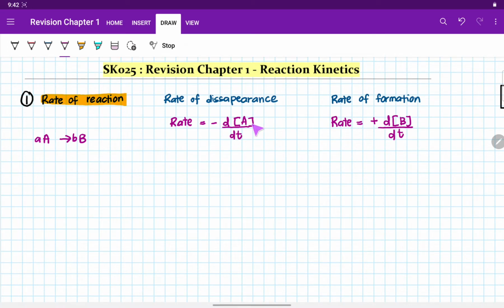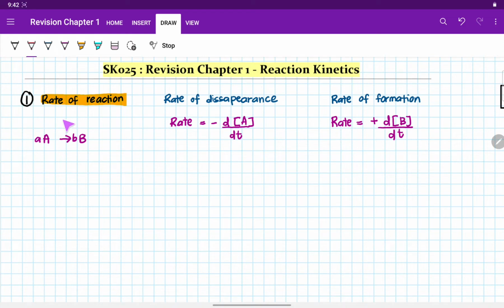So, apa yang penting dekat sini adalah, you need to make sure if you are writing the rate of disappearance, mesti ada negative sign. Negative sign is to show that dia adalah reactant yang berkurang. Negative sign to show that it's disappeared and it's decreasing. The concentration is decreasing. Whereas positive sign mesti tulis kalau kita tengah tulis untuk rate of formation to show that the concentration of the product is increasing. The product is formed.